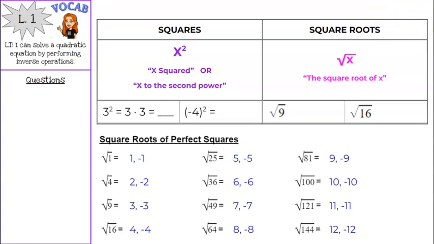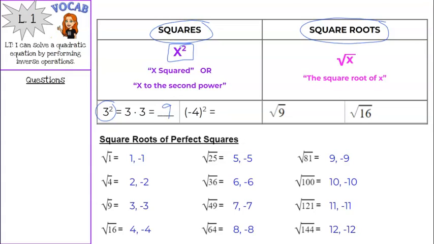We have squares and square roots. To read a square, we pronounce this as x squared, or we can say x to the second power. What that means is we're just multiplying something by itself. So you can see our examples. We have 3 squared, which is 3 times 3. So 3 squared would be 9.